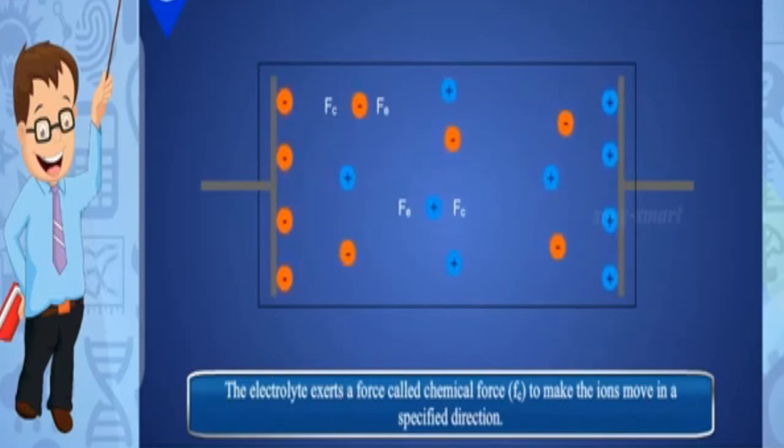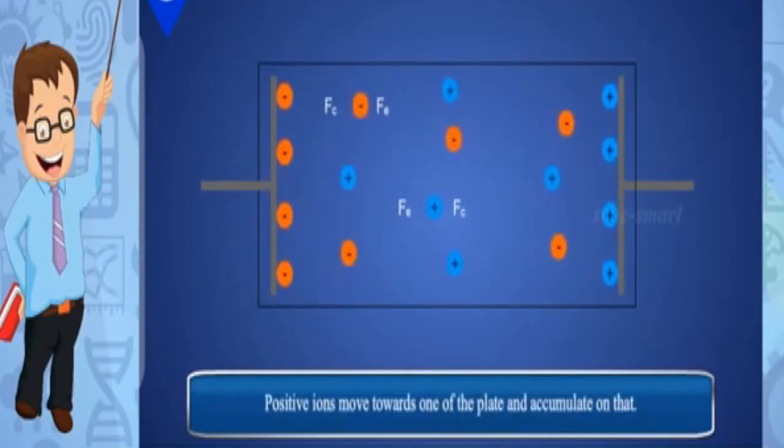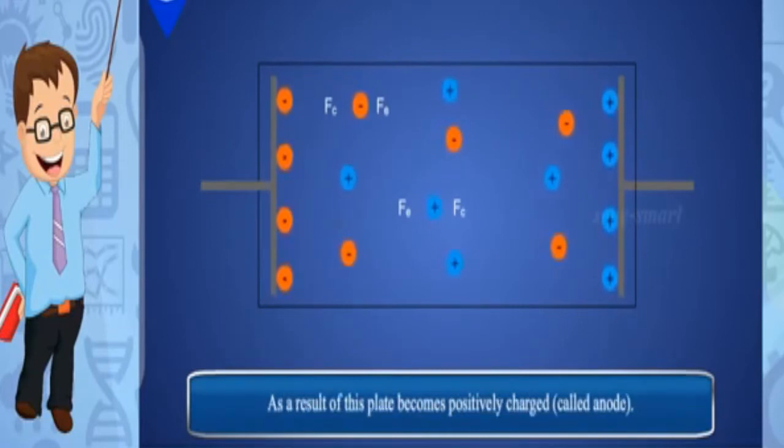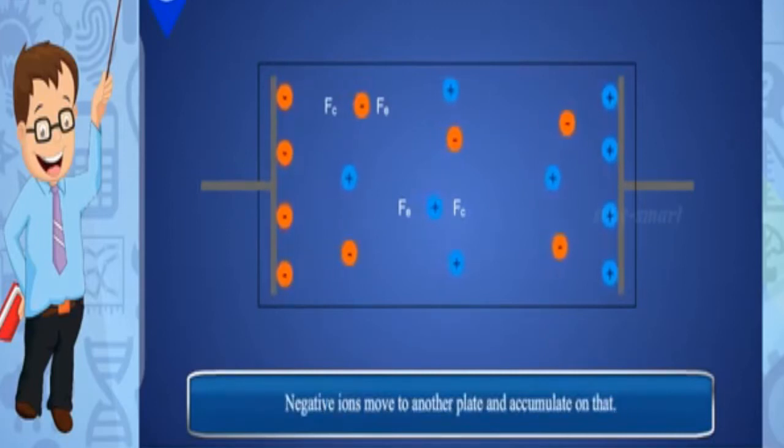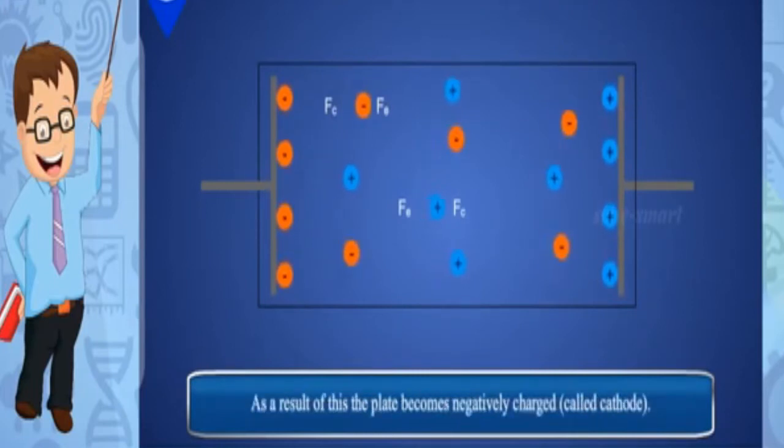To make the ions move in a specified direction, positive ions move towards one of the plates and accumulate on that. As a result of this, the plate becomes positively charged, called anode. Negative ions move to another plate and accumulate on that. As a result of this, the plate becomes negatively charged, called cathode.